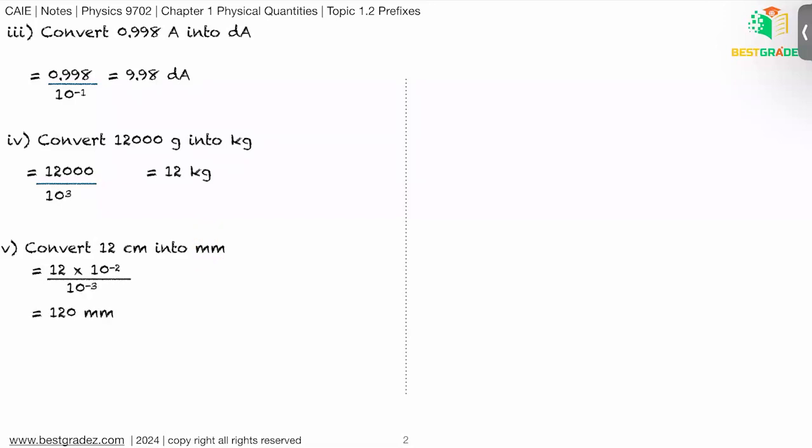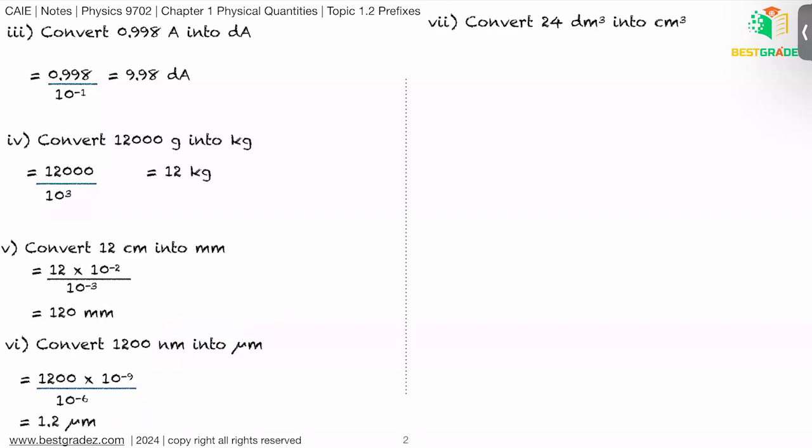So that makes it 120. Again, straightforward. Nanometers to micrometers, same idea. Multiply by 10 power minus 9 because this is the prefix that we are removing, and we are adding micro. So we'll divide by 10 power minus 6. Okay? In case of volume, the process is same.